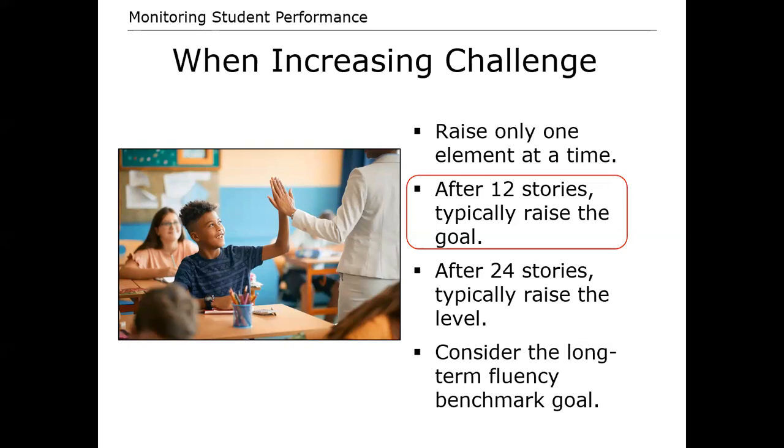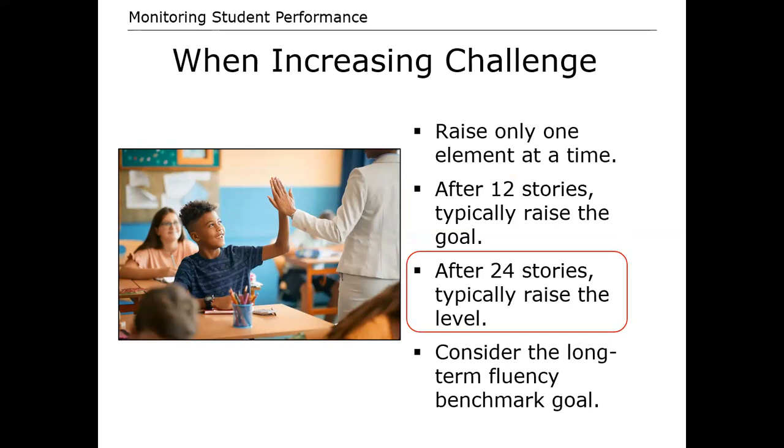Some might not quite be ready, but it's a natural reminder because after a student passes the 12 stories that you gave him originally, he has to come to you for the second set of 12 stories in that level. So it's going to make you think, oh, yeah, he needs another set of 12 stories. I better look at his data and see if I can give him a harder level or higher goal. Okay.